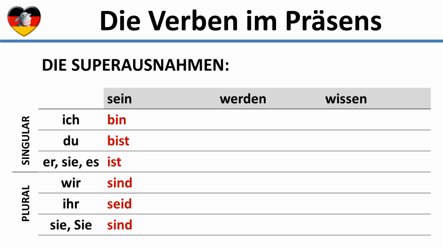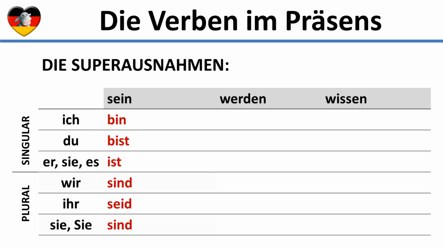The verb sein has irregular forms in the singular: ich bin, du bist, sie/es ist, and is also the only word that is irregular in the plural. Wir sind, ihr seid, sie sind.